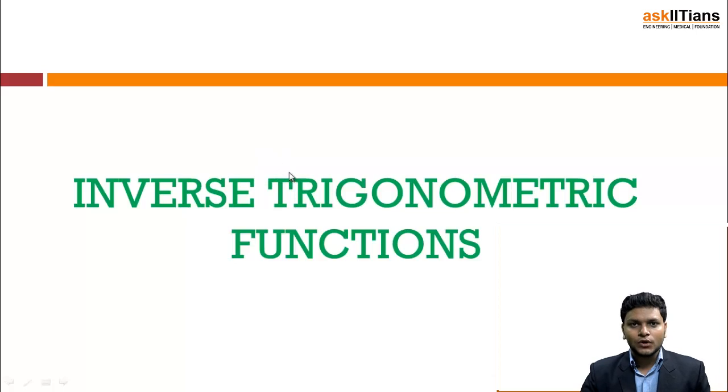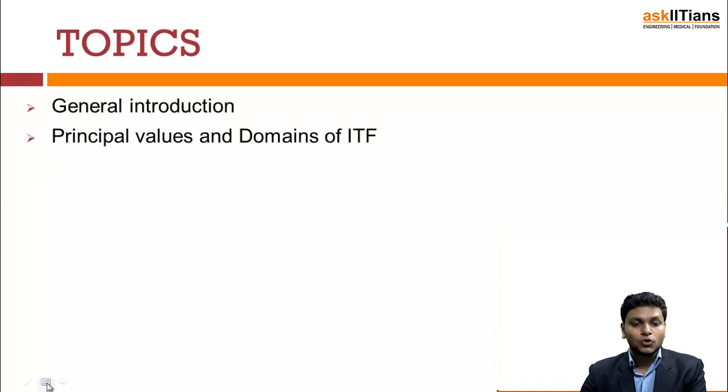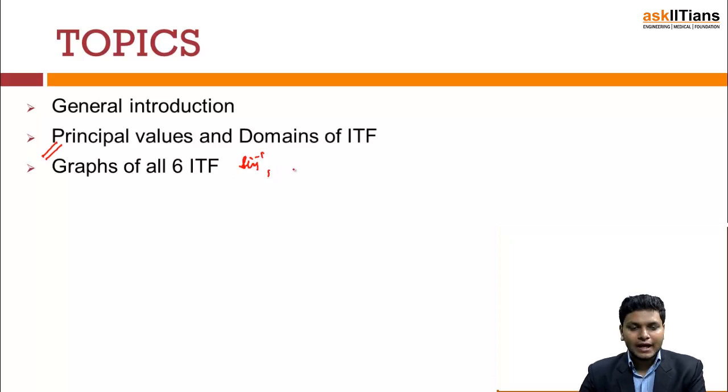So the name of the chapter that we are going to read is inverse trigonometric functions. Let's see what we are going to do in this chapter. We'll start with the general introduction of the topic, and then go to the principal values and domains of the inverse trigonometric functions, in which we'll learn how to define a function and write out its domain and range. Moving further, we'll have the graphs of all the 6 basic inverse trigonometric functions, which include sine inverse, cos inverse, tan inverse, cot inverse, and so on.